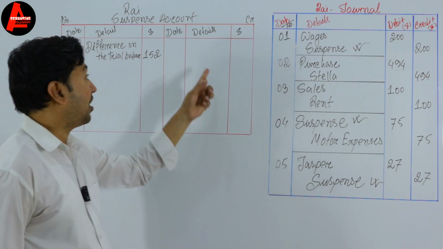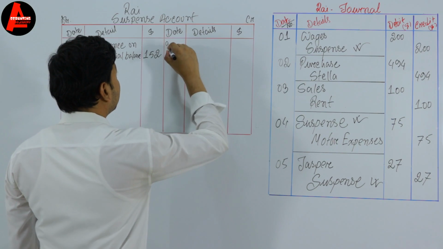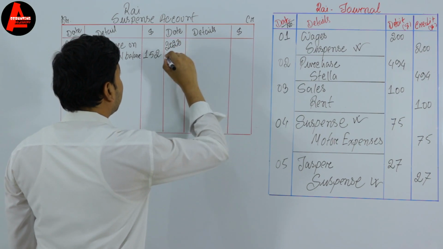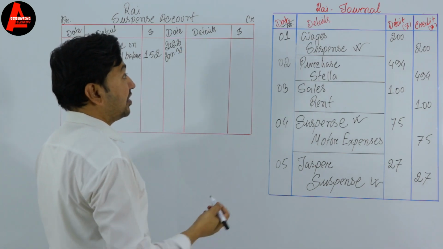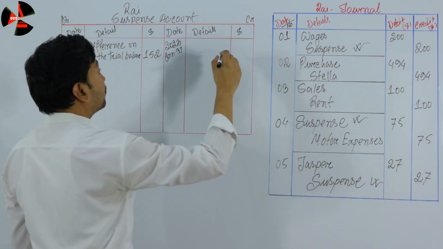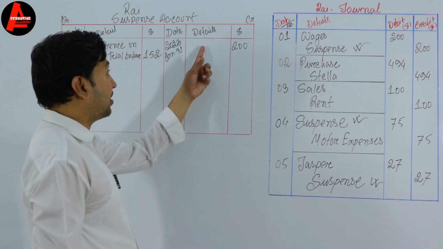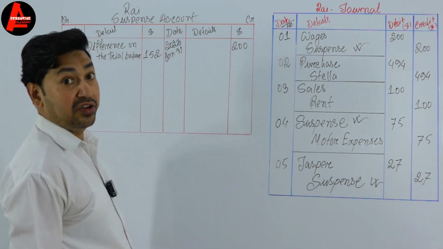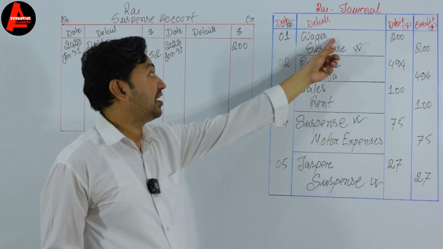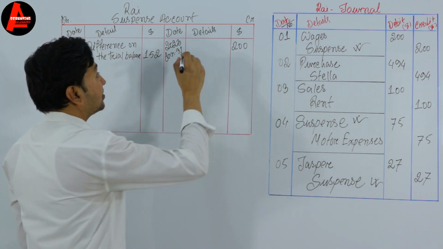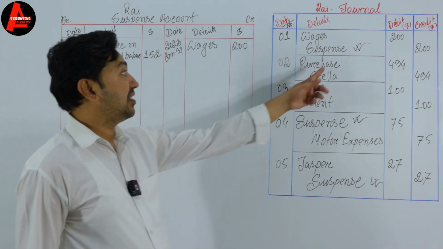So we will come to the credit side. Let us write the date first: 2023 January 31st. How much? It is $200. We will write the amount in the dollar column, 200. But what to write in the detail column? We cannot write suspense. We will write the opposite account, which is wages. So let us write wages. Great, the first one is done.